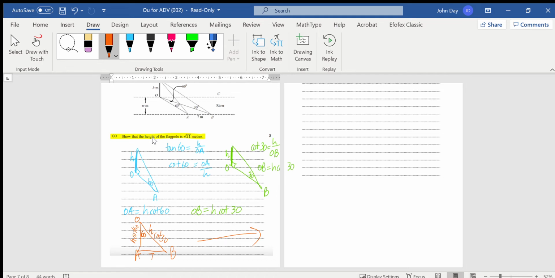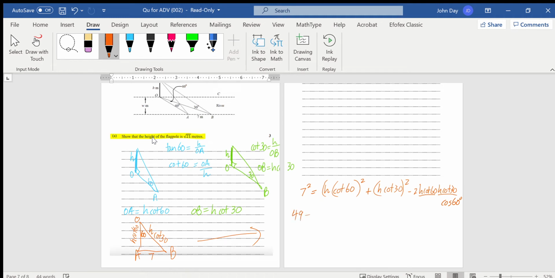Using the cosine rule, C squared equals A squared, H cot 60 squared, plus B squared, H cot 30 squared, minus 2AB cos C. C squared is A squared plus B squared minus 2AB cos C, using that triangle.